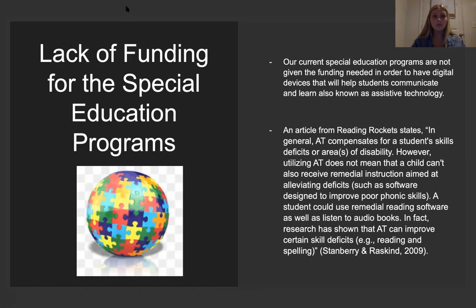An article from Reading Rockets states, in general, AT, assistive technology, compensates for a student's skills deficit or areas of disability. However, utilizing assistive technology does not mean that a child can't also receive remedial instruction aimed at alleviating deficits. A student could use remedial reading software as well as listen to audiobooks. In fact, research has shown that assistive technology can improve certain skill deficits, such as reading and spelling.